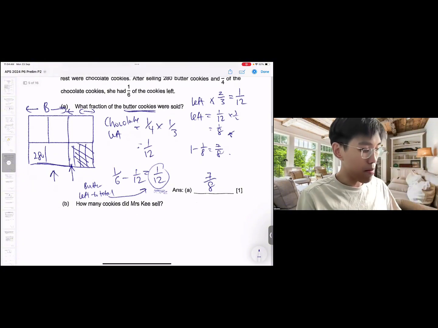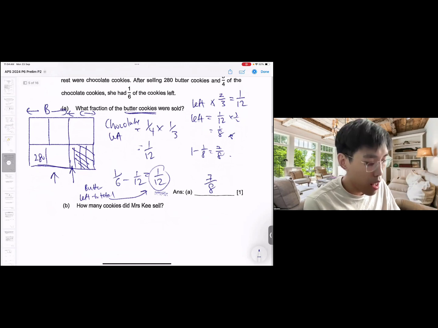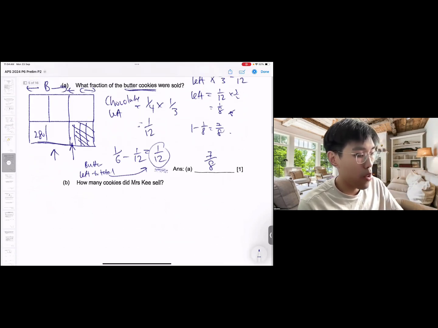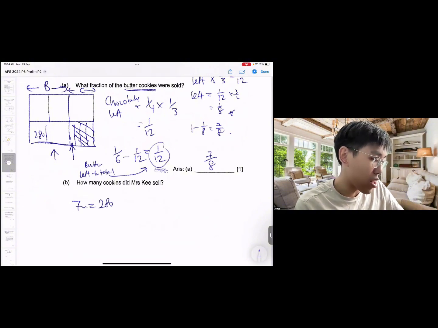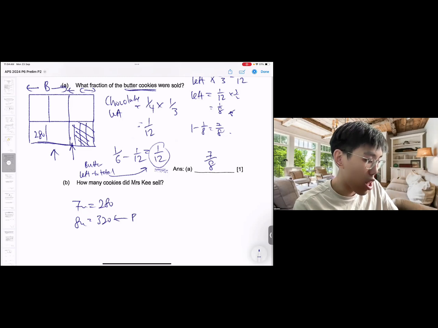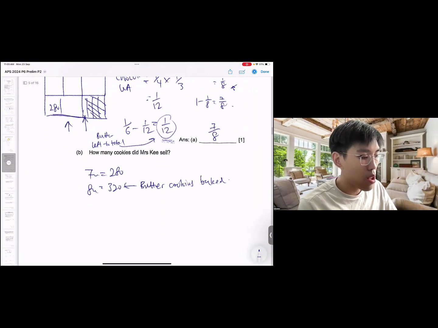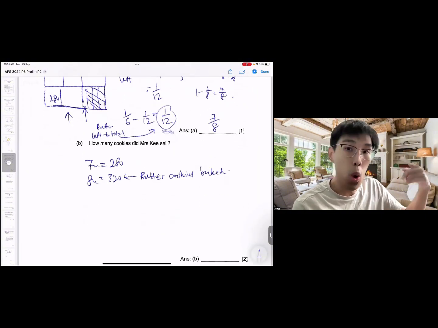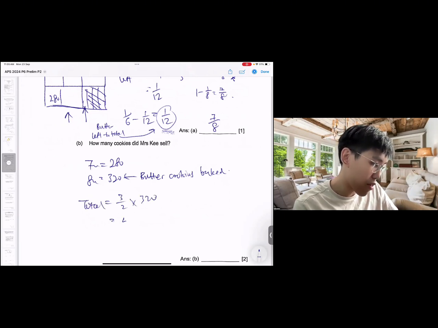Okay, next, how many cookies did Mrs. Key sell? Here it is quite straightforward already because the 7/8 refers to the 280 there. So 7 units equals 280, so 8 units equals 320. So this is the butter cookies baked. This 320 is 2/3 of the whole total, so the total equals 3/2 times 320. Answer is 480.